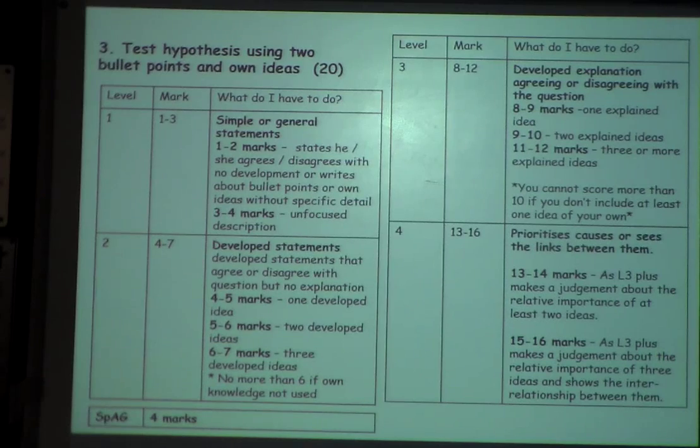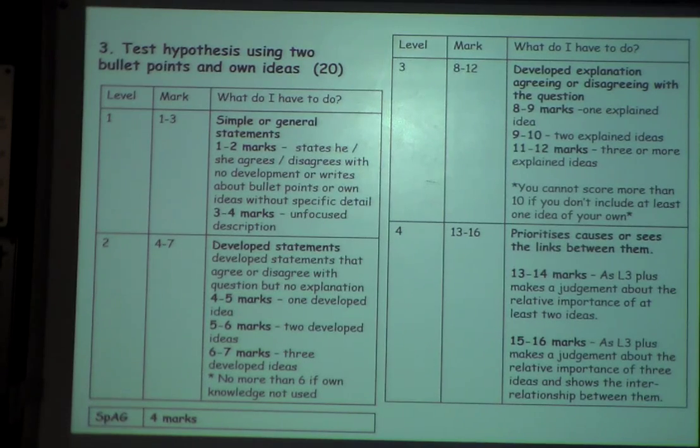Your final question is your hypothesis question. So they will state something is the most important reason. Do you agree? And you will be given 2 bullet points. Both of those can be used, or you can use your own ideas, but you have to include one idea of your own. So you're covering 3 ideas in total.